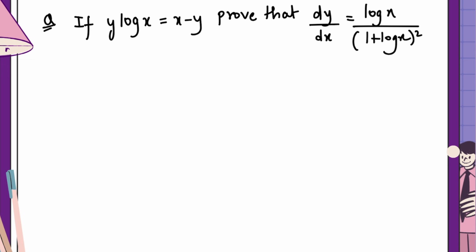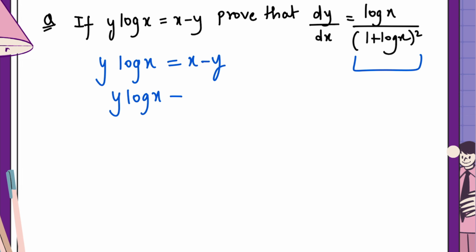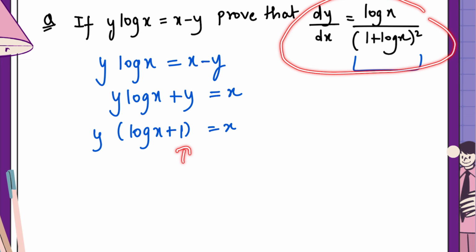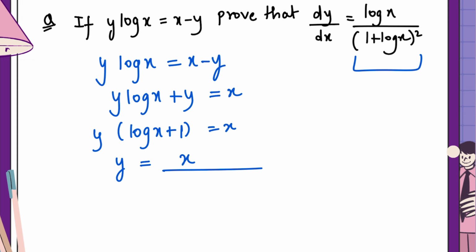Now you have to check the proving part. Here we don't want any term of y. So we'll arrange the terms accordingly. Here we can write it y log x plus y equal to x. I'll take y common. This becomes log x plus 1 equal to x. Okay. The only reason we have done this is because we don't want any y term on the right hand side. We can write y equal to x divided by 1 plus log x.